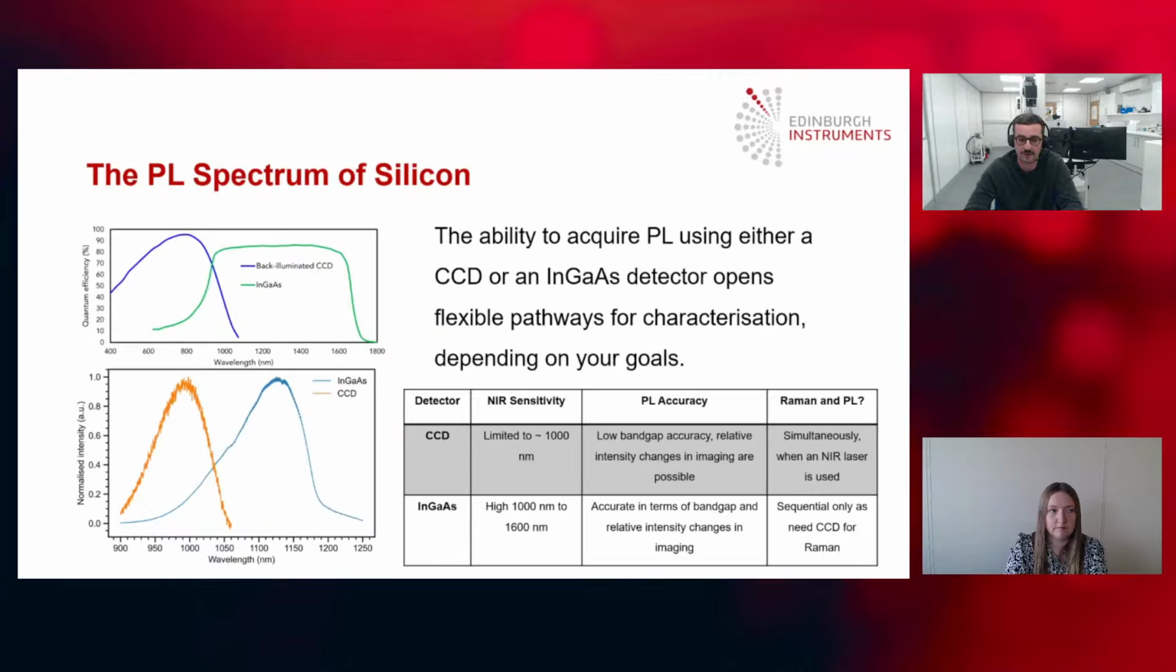So if we want to combine Raman and PL together, we could use a near-infrared 830 laser with a CCD to get Raman and PL intensity in a single scan. With a system equipped with both a CCD and an InGaAs, you could acquire Raman and PL sequentially, but not simultaneously, because you'd have to change optics between measurements.